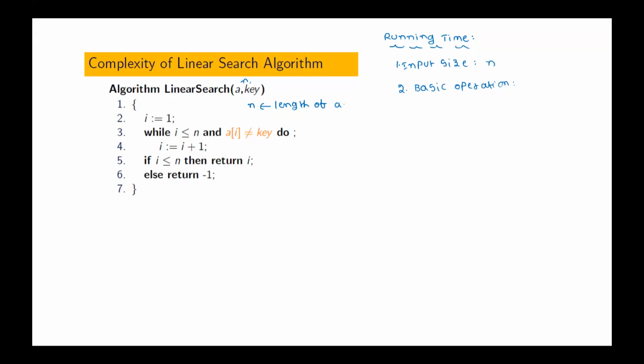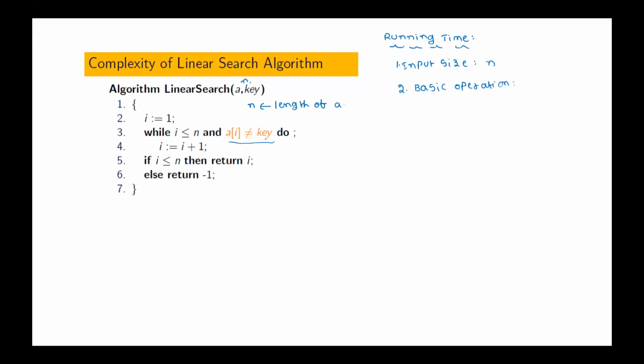Which step is it better to consider? Step number 3. Okay, all the other steps aside, the main part of the algorithm is step 3 only. Step 3 and 4. Now, which operation do we need to consider as basic operation? I less than or equal to n. Okay, that is also correct, what you said.